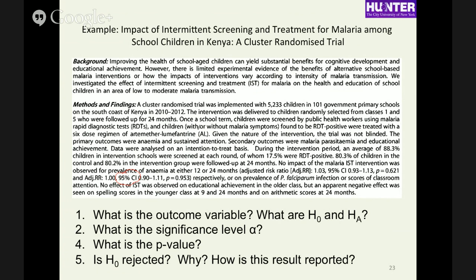And with a risk ratio, the null hypothesis would be that that risk ratio is 1. That there's no difference, or the ratio of risks, this is for anemia, is the same in the two groups, or that the prevalence of anemia is the same, so the ratio is 1.